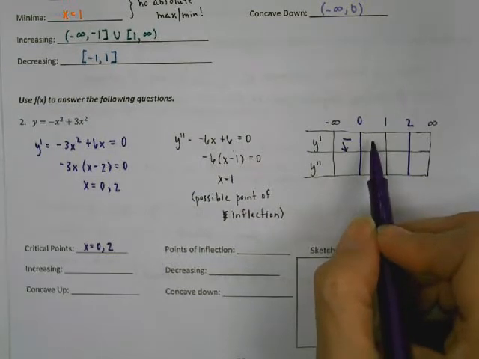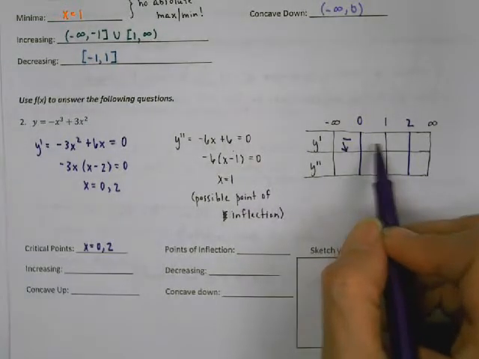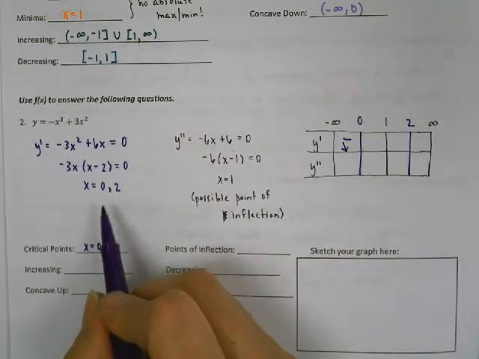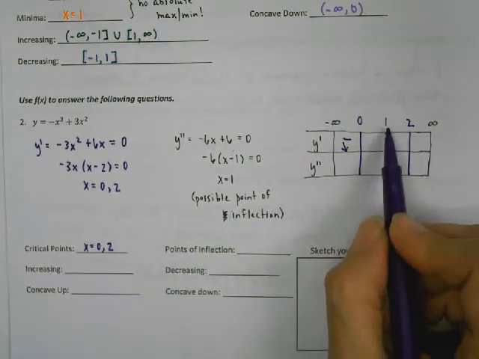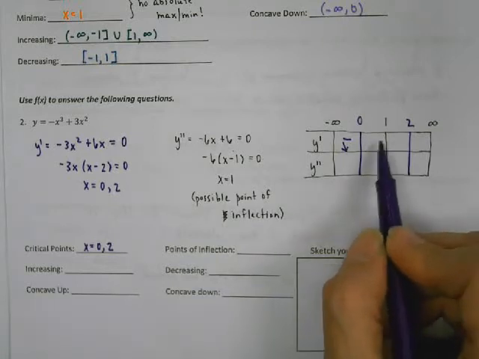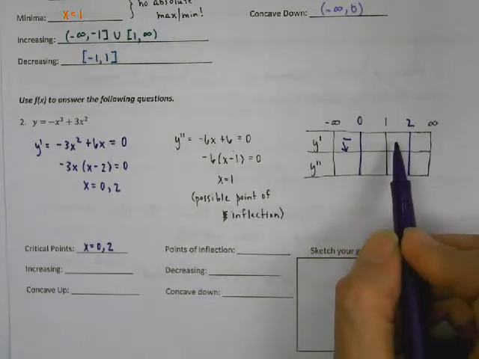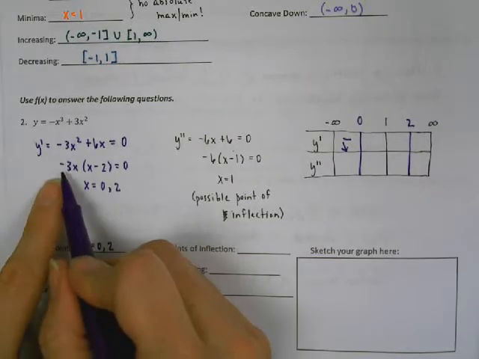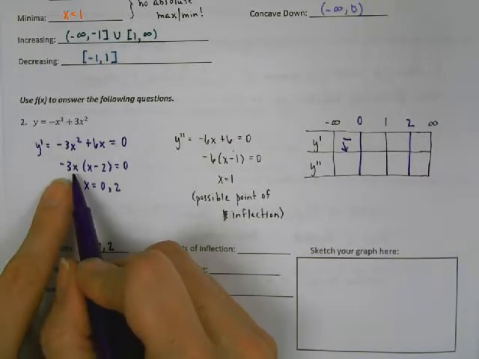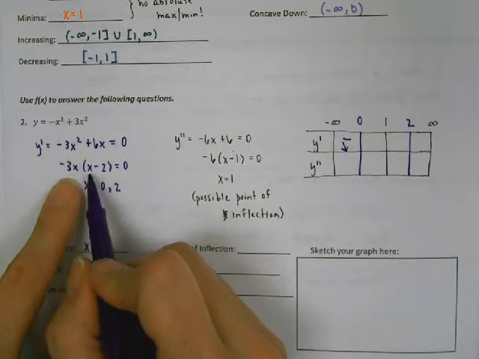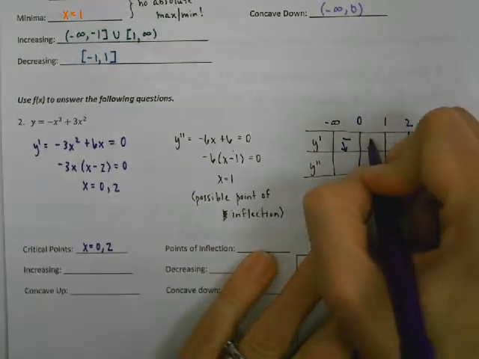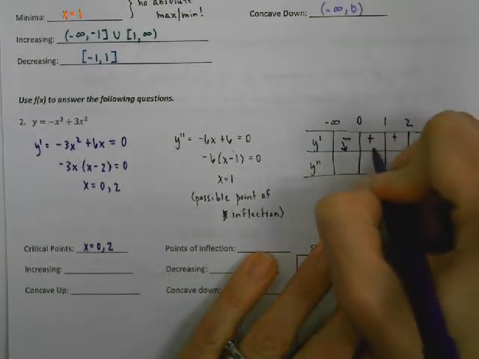Now, like I said here, I'm not going to test a point between 0 and 1 and between 1 and 2. Since my critical points are just 0 and 2, I only need to test one point in between those, and I can get my value for both of these spaces. So I'm going to test 1, because that's the easiest. So negative 3 times 1 is going to give me a negative. 1 minus 2 is also a negative, so that's going to give me a positive over this interval.